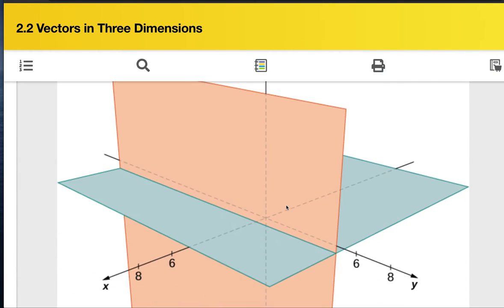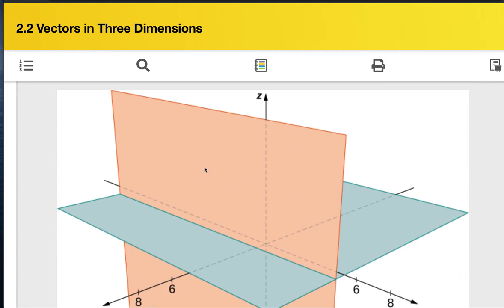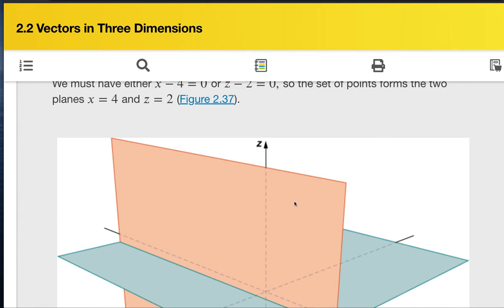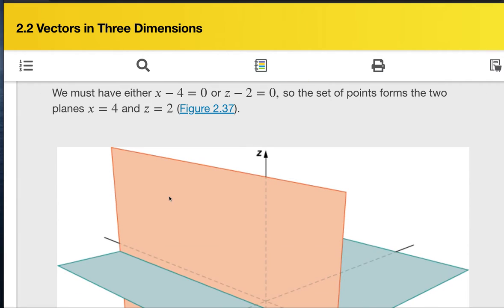X equals 4 is the orange colored, brownish or orange colored vertical plane. It is 4 units in front of the YZ plane. That is the actual meaning of x equals 4. It's not just a single value. Then accordingly, z equals 2 is not a single value either.